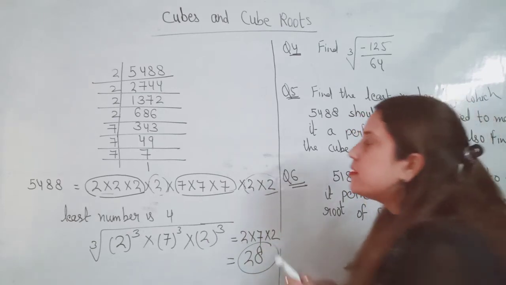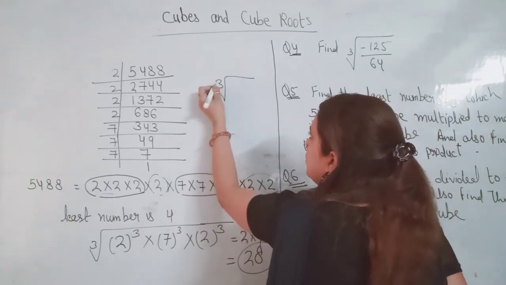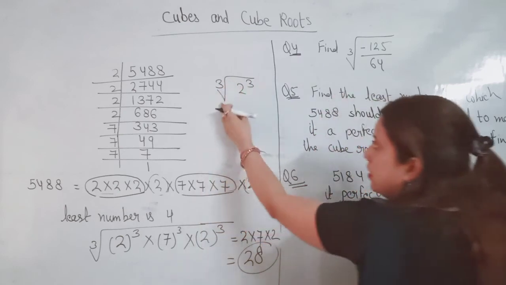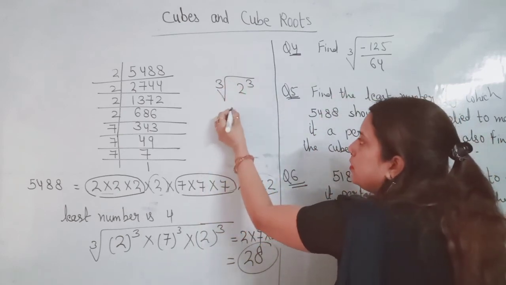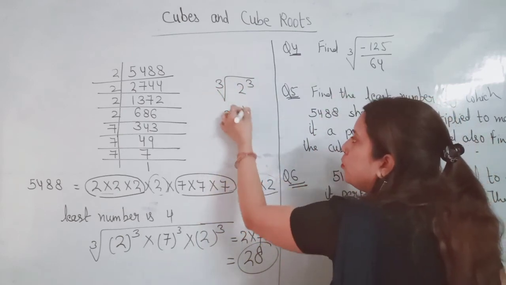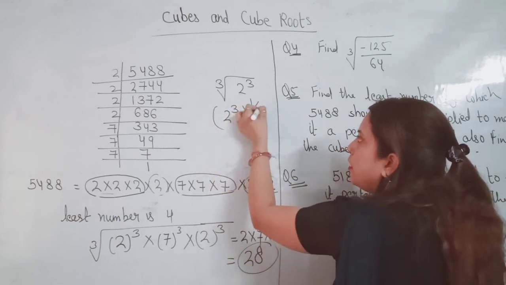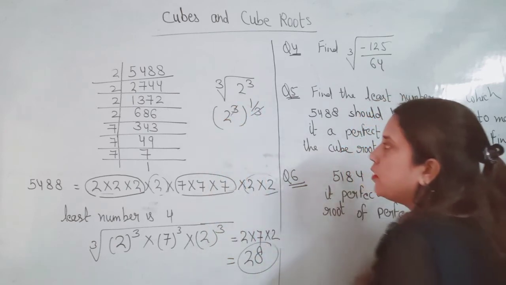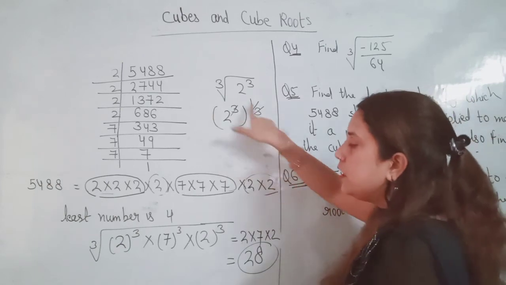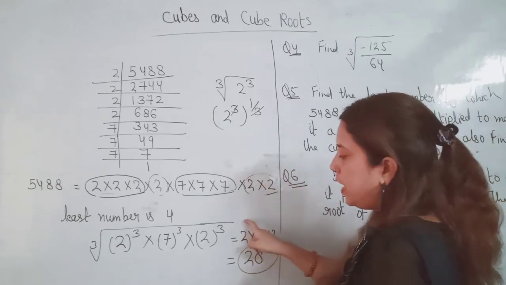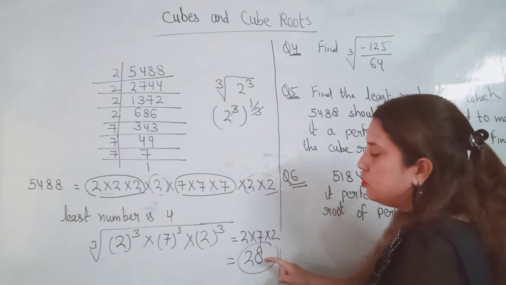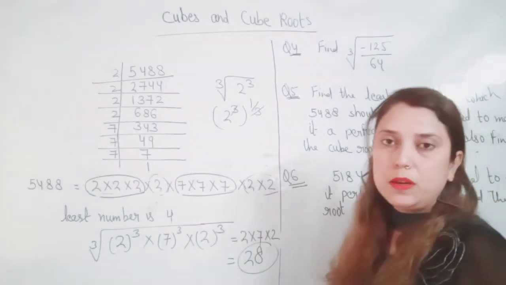How will it be cancelled? The cube root sign means 2 cube. Let's see here. 2 raised to the power 3, and the sign of cube root means whole raised to the power 1 by 3. This 3 will cancel, it will leave only 2. That's why we write down 1 time 2 into 7 into 2. So the answer will be 28.